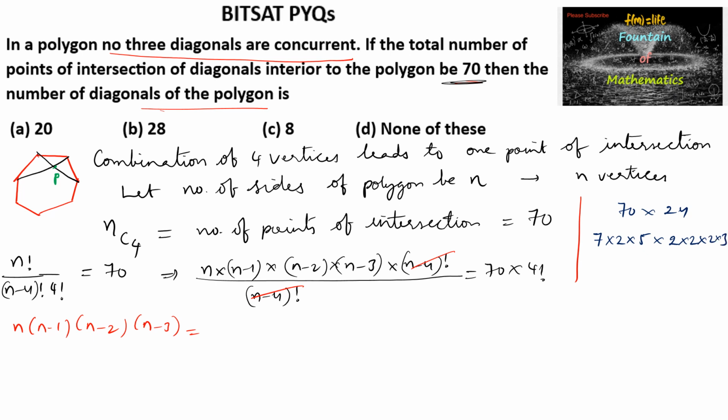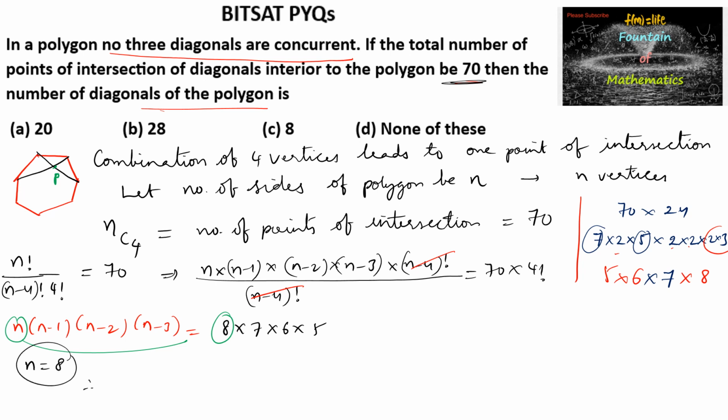So here 7 is a prime number, 5 is a prime number. So let us write here 7, and the number I can take 6 also, 2 into 3 is 6, and 5 I can write, and the next number 2 into 2 into 2, that is 8. So I can write 8 into 7 into 6 into 5. So comparing both, n is equal to 8. Therefore the number of sides of the polygon is 8.